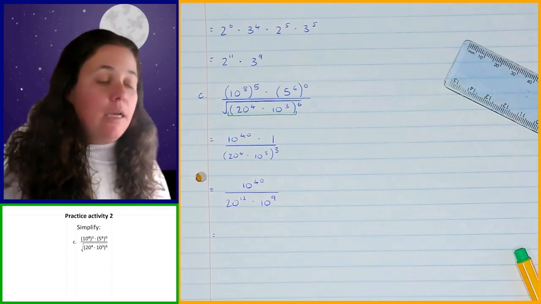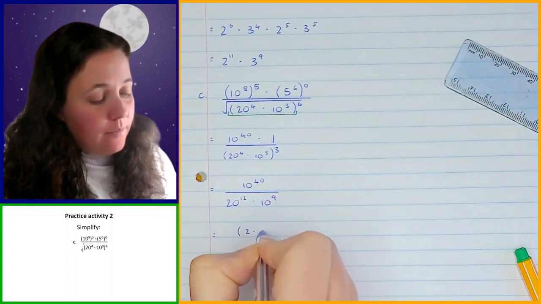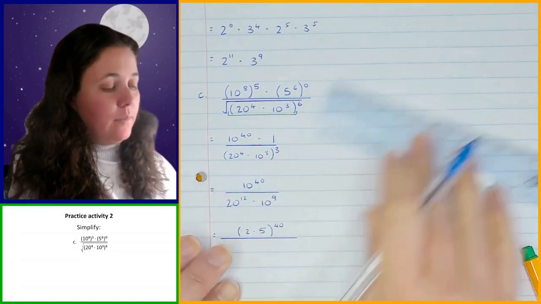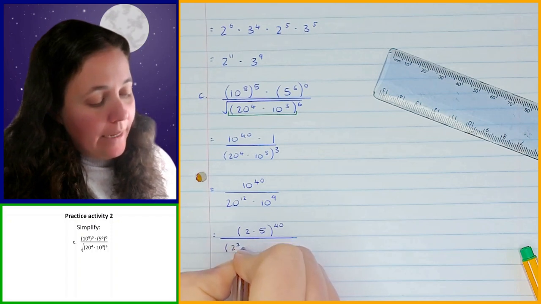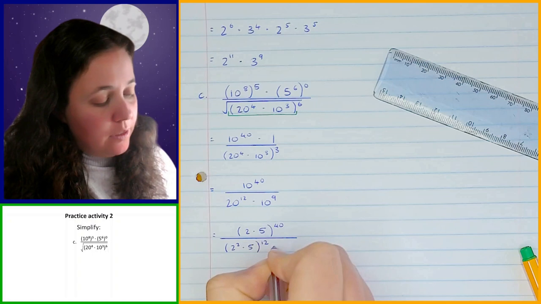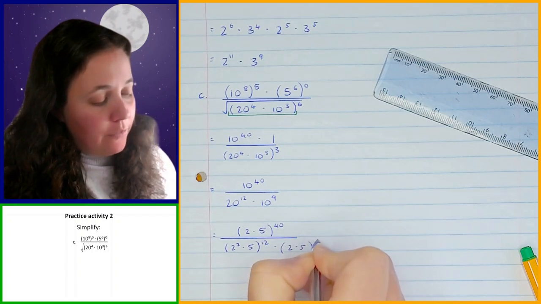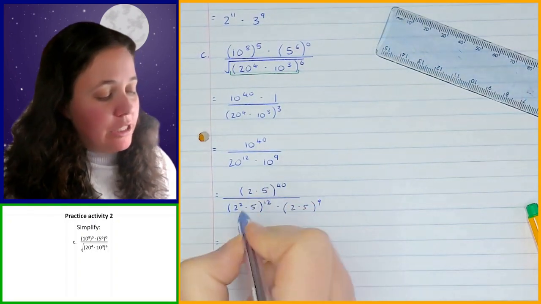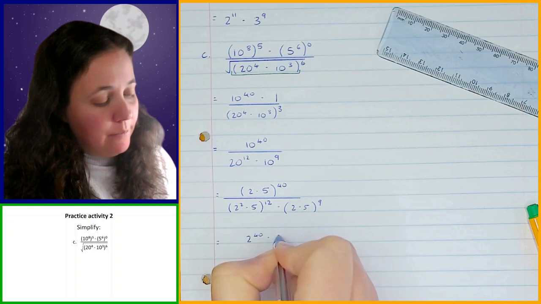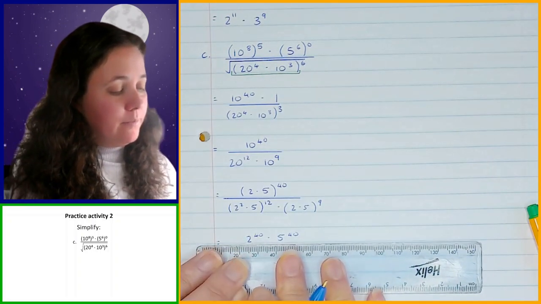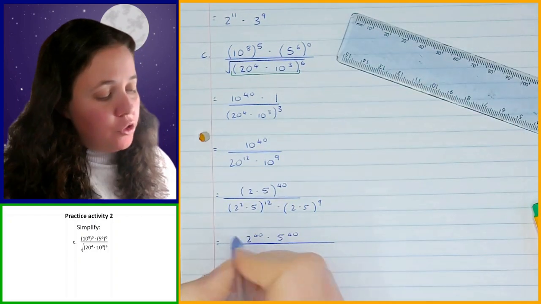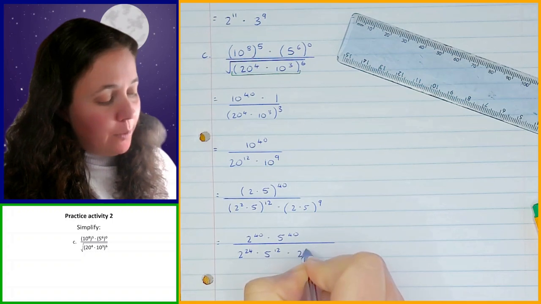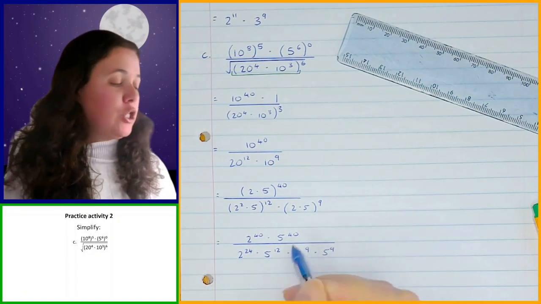Okay, so I'm going to change this. The 10 is 2 times 5 to the power of 40 over 20 is 2 squared times 5 to the power of 12 times, this 10 is also 2 times 5, but it's to the power of 9. Okay, so now I'm going to get rid of all of those brackets again. That's going to give me 2 to the power of 40 times 5 to the power of 40 over 2 to the power of 24 times 5 to the power of 12 times 2 to the power of 9 times 5 to the power of 9.